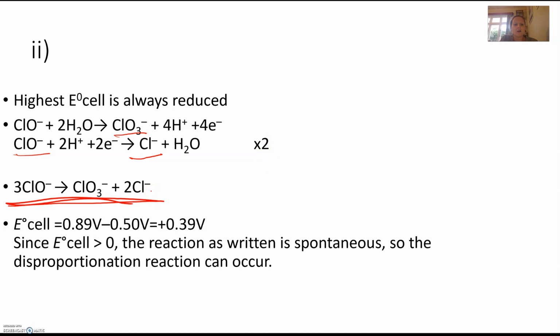So you always have to produce a full equation when you calculate a cell potential to get full marks in Scholarship. We then do reduction minus oxidation to produce a cell potential, and we can see that this value is positive, which means that the reaction is spontaneous. So that means that ClO minus will disproportionate, and so therefore the reaction will occur, and that's how come the amount of chlorine decreases over time, because it naturally reacts with itself, which is pretty crazy.